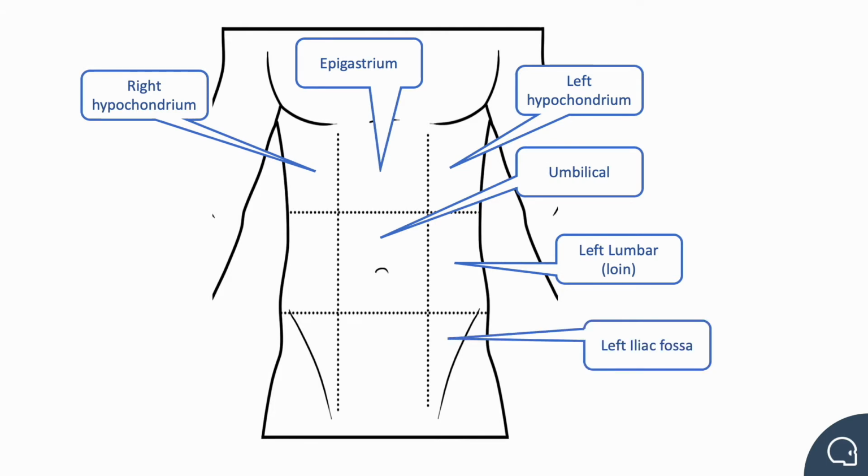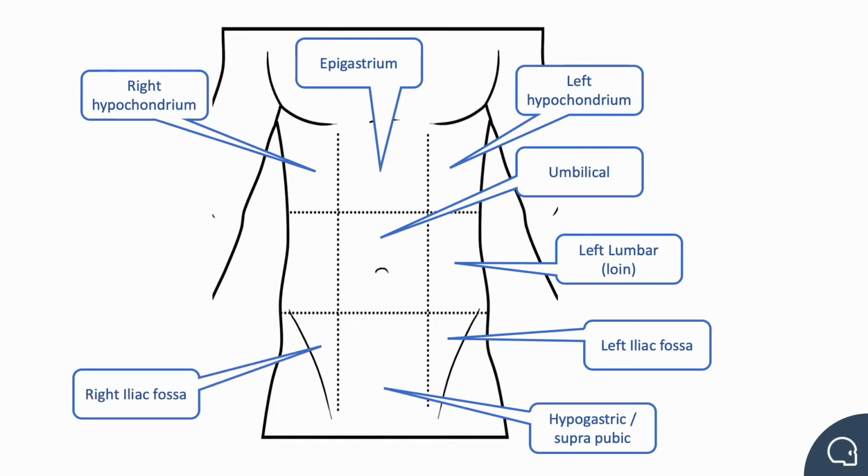Further down, we've got the left iliac fossa, because it's an indentation around the iliac bone. Centrally at the bottom, we've got the hypogastric region, because it's below the stomach, also called the suprapubic region, because it's just above the pubic bone. Then we've got the right iliac fossa, and lastly, the right lumbar region or loin.